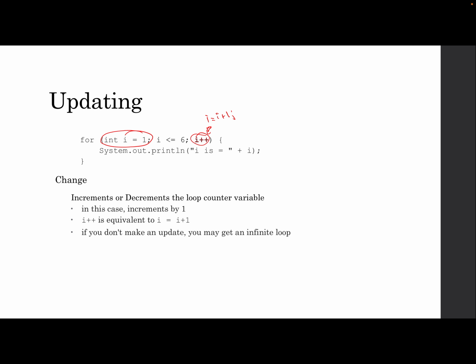And eventually, that's going to cause our test condition to become false, because i starts off at 1, then it goes to 2, then it goes to 3, and so on until it gets to 7. So this update step is extremely important, because if the update never changes the value in any meaningful way, then the condition may never be false. You need to be careful here that you don't end up with an infinite loop.